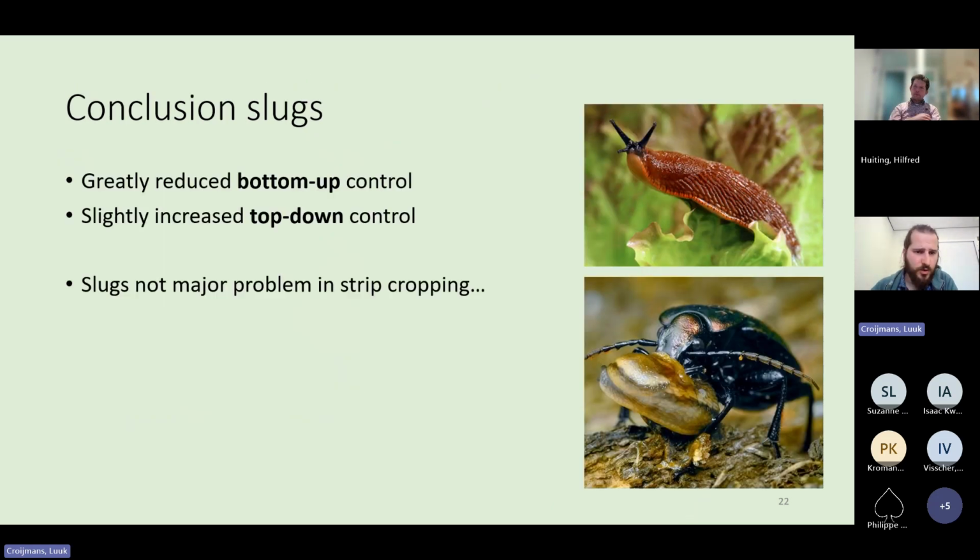But if I conclude there, I'm going to skip a little bit forward. I would say they're not a major problem in strip cropping. So it's not that if you do strip cropping, you can expect in any case a lot of slugs. But if you are at a farm where slugs have been a problem in the past, then it's good to be aware of that, and that might be problematic in those cases.